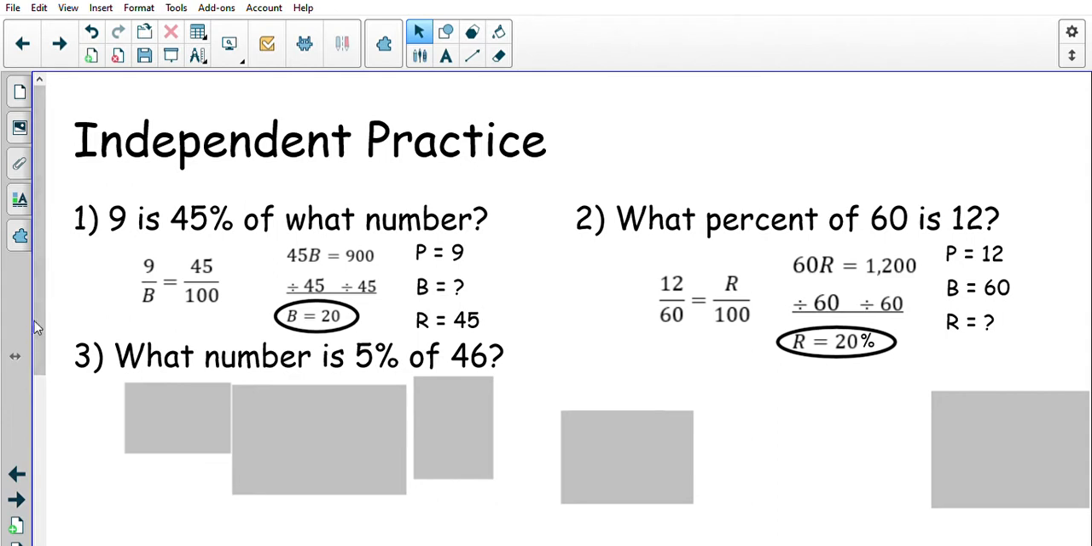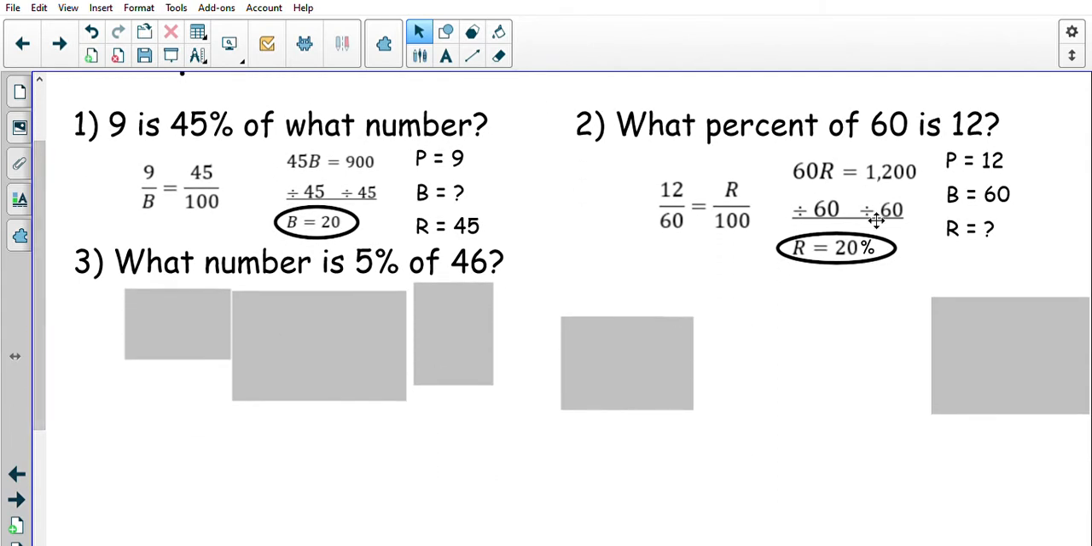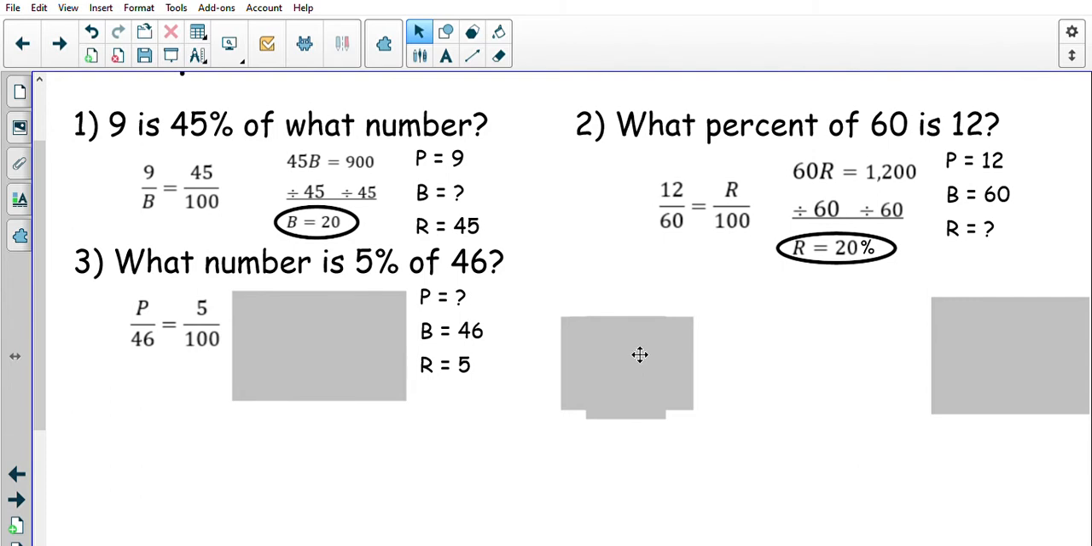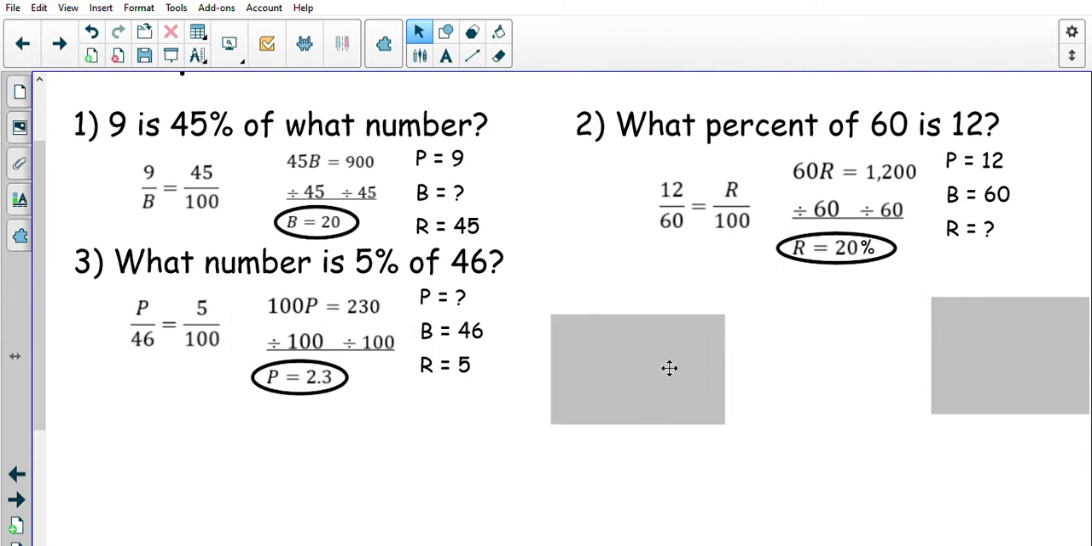All right, let's take a look at number 3. And always pay attention to what your solution is. Also, if it's asking for a percent, make sure you put a percent sign on it. Number 3, what number is 5% of 46? 46 is my base, my part is my unknown, R is 5. So we will have P over 46 equals 5 out of 100. When we cross multiply, we'll get 100P equals 230. Divide both sides by 100 and we will get 2.3 for our part, or 2.30, which makes sense. 5% of 46 should be relatively small.